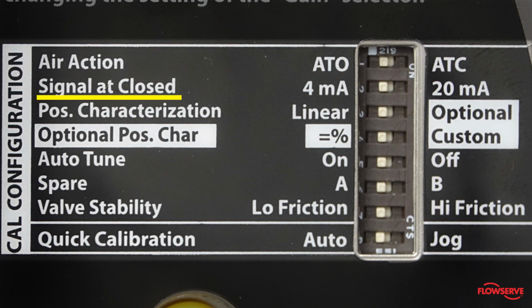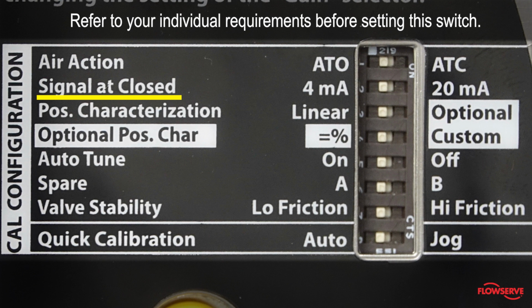The second dip switch is signal at closed. This is used to tell the positioner what signal level drives the valve closed. In the case of an air to open valve, this switch is typically moved to the left to set the signal to 4 milliamps when closed. Refer to your individual requirements before setting this switch.